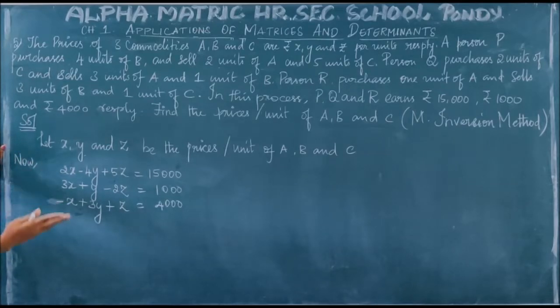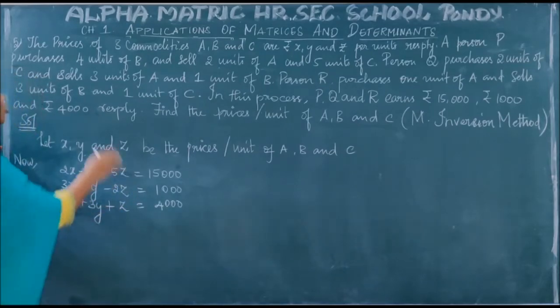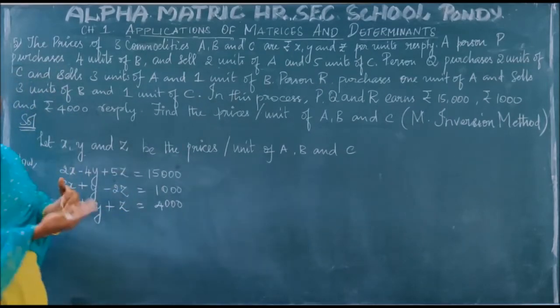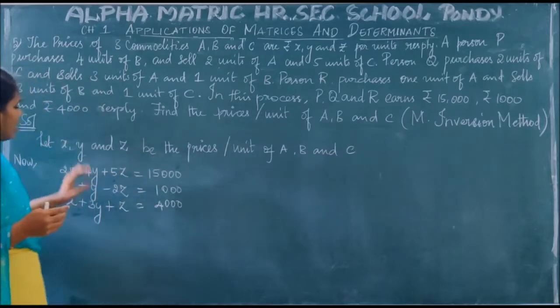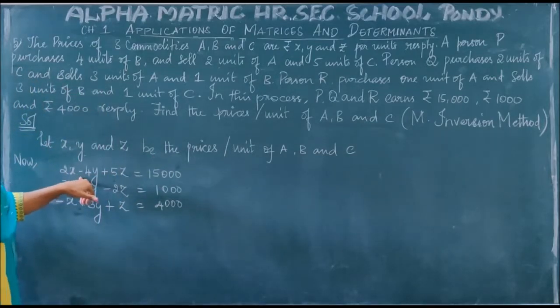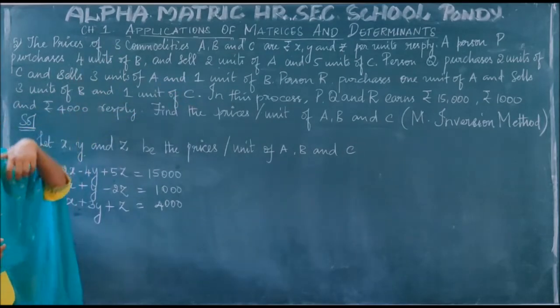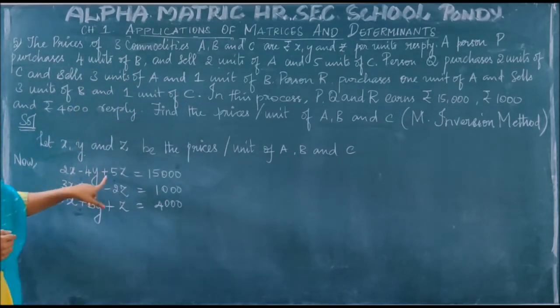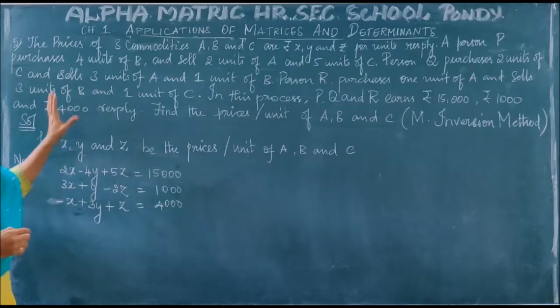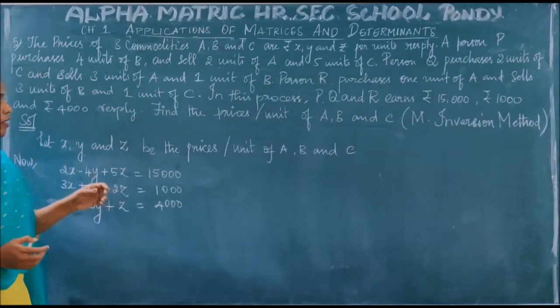When he purchases something, he loses money, so it becomes negative here. So when we purchase, we lose money, and we mention it with a negative sign. When we sell something, we earn some money, so I am mentioning it with a plus sign. By this we are going to frame the equations.